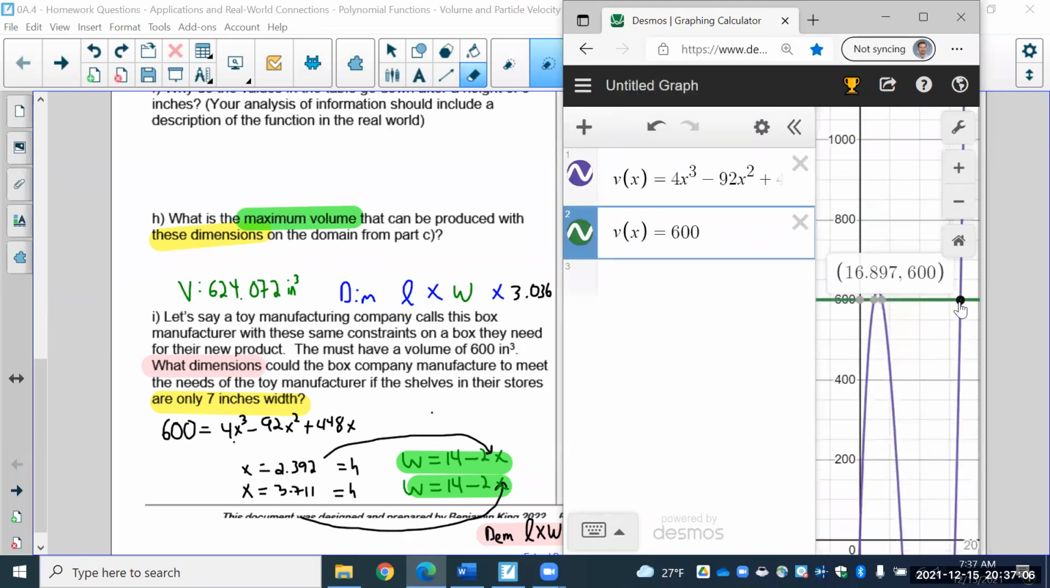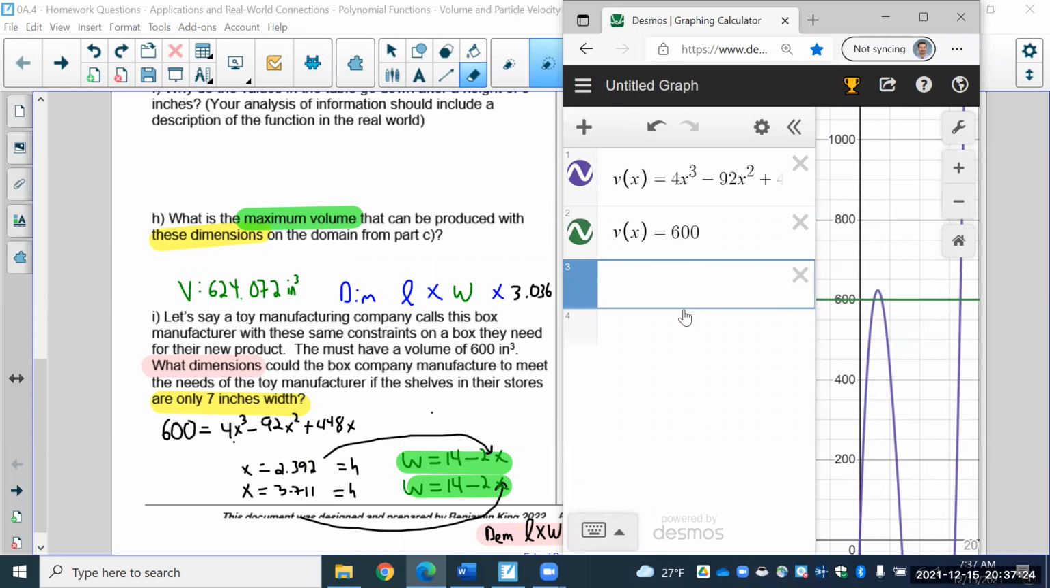And keep in mind that this one doesn't matter, right? Because it's past the value of 7. So it's only these two that matter, this one and this one. So you can see I wrote them down, 2.392 and 3.711. But it doesn't want this, it wants the width. So you're going to go back and you're going to put it in the width.